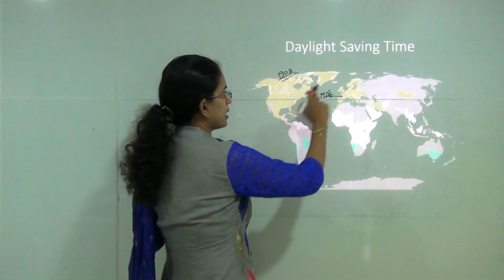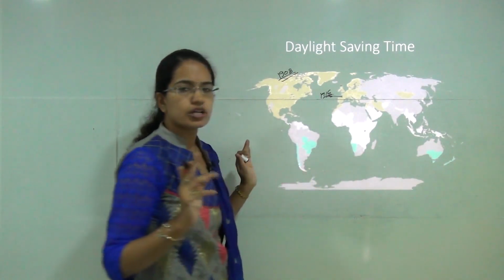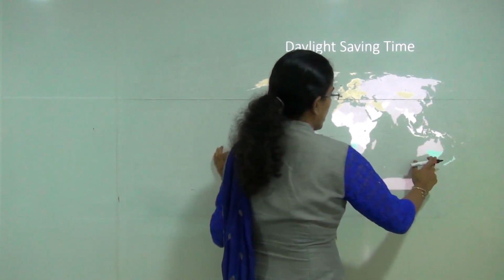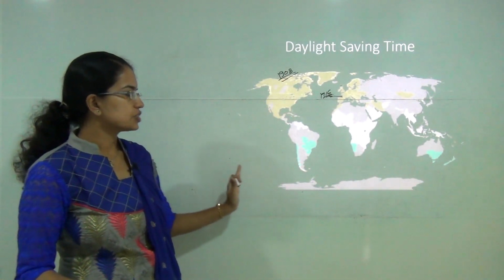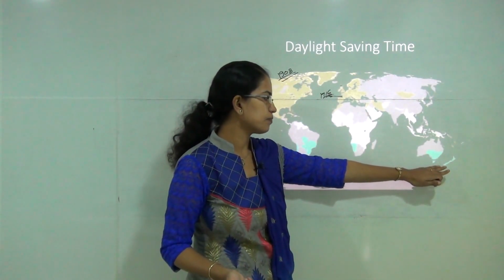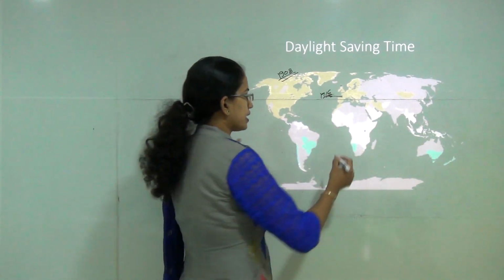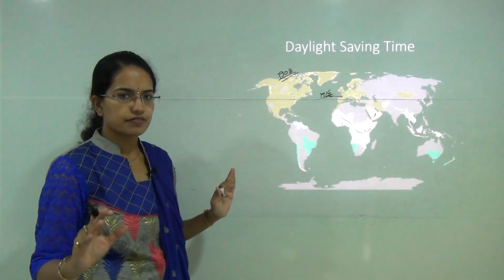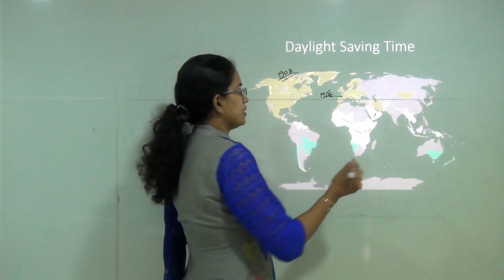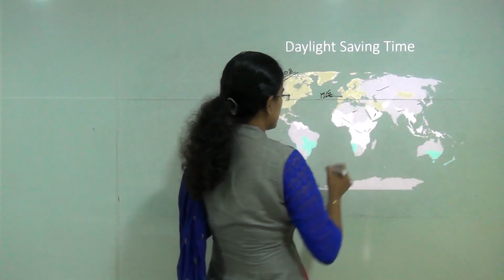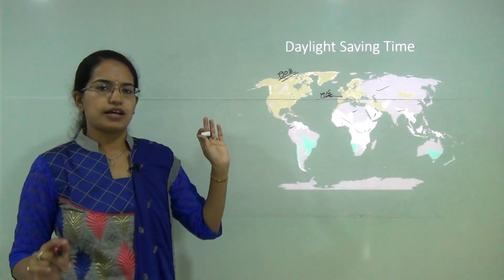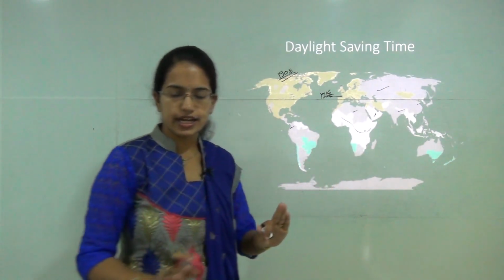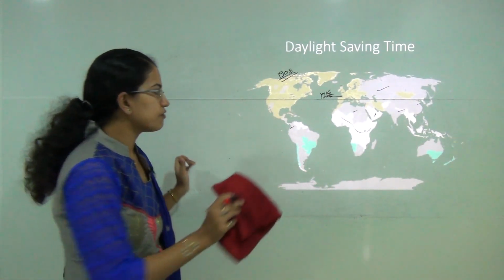Now the countries which are marked in orange are the countries of the northern hemisphere that follow daylight saving time. The countries marked in blue are the countries of the southern hemisphere that follow daylight saving time. The countries which are lighter grey in color never ever had daylight saving time. However, the countries which are marked in dark grey color, at some point of time they used daylight saving, but now they are not using the concept of daylight saving. So it's not a very popular concept.